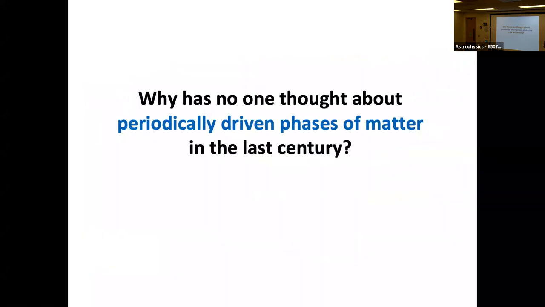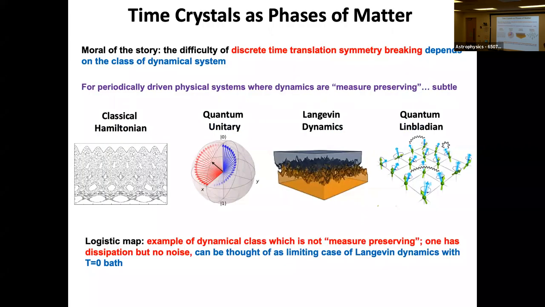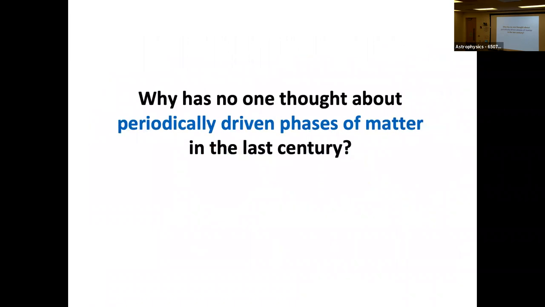So one can now zoom in a little bit further to this particular context that we have here, which is periodically driven physical systems. And let's focus on the closed question first. We can ask ourselves, okay, now we've zoomed into the question of interest. Why has no one thought about periodically driven phases of matter in the last century? What exactly makes this a modern research topic? I think it's always good to ask what has led to the particular question you're asking being possible or particularly interesting in this context.